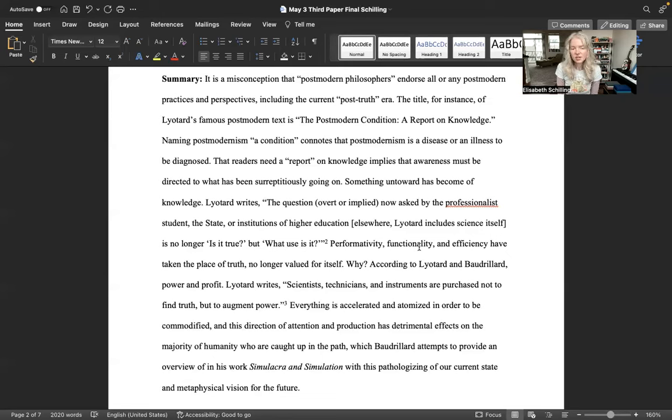So this is basically Lyotard's book. Why? According to Lyotard and Baudrillard, power and profit. Lyotard writes, scientists, technicians, and instruments are purchased not to find truth, but to augment power. Everything is accelerated and atomized in order to be commodified, and this direction of attention and production has detrimental effects on the majority of humanity who are caught up in the path, which Baudrillard attempts to provide an overview in his work, Simulacra and Simulation, with this pathologizing of our current state and metaphysical vision for the future.